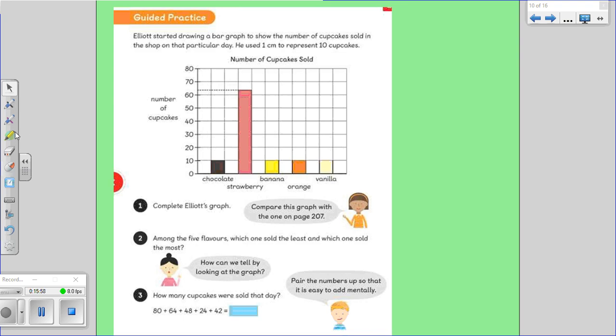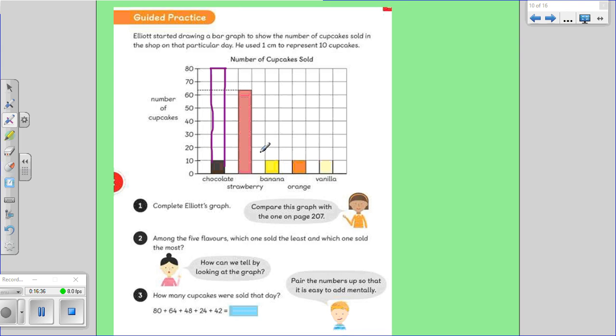Okay, so you're going to use a ruler to be able to do this. But we can see at the top here, that's 80. So we can mark 80 at the top here, and then we can join it down to meet our chocolate bar. Okay, strawberry one's already filled out for us, that's 64. Banana, let's have a look. So banana is 48 cupcakes.